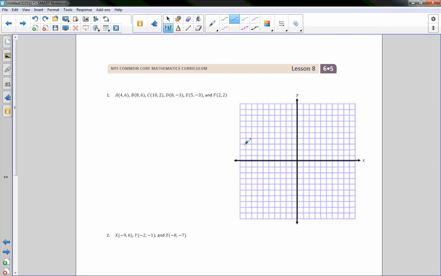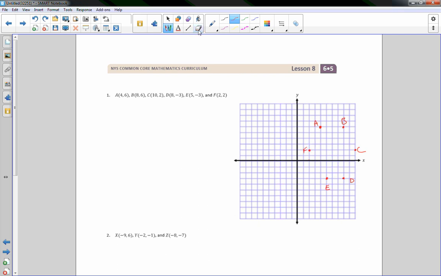Let's use red. A is 4, 6. 1, 2, 3, 4. 1, 2, 3, 4, 5, 6. Here's A. B is 8, 6. So over to 8 and up 6. So B is right here. And C is 10, 2, which is here. And D is 8, negative 3, which is here. E is 5, negative 3. There's E, and F is 2, 2.